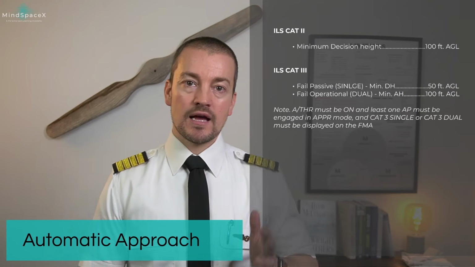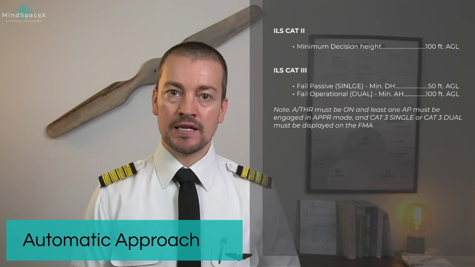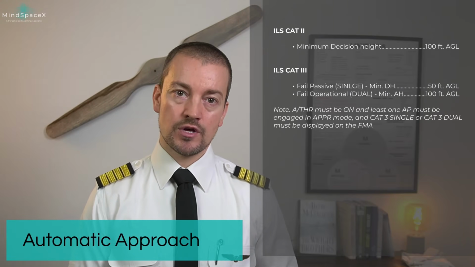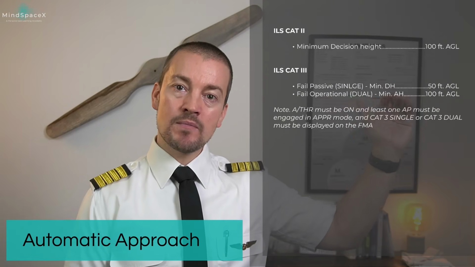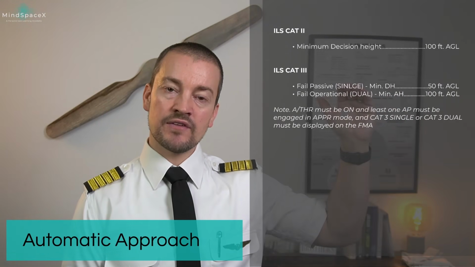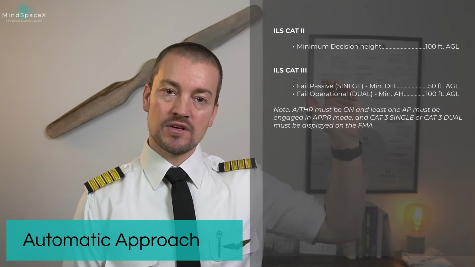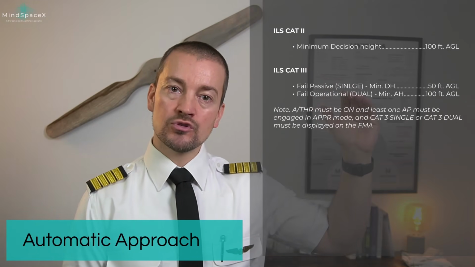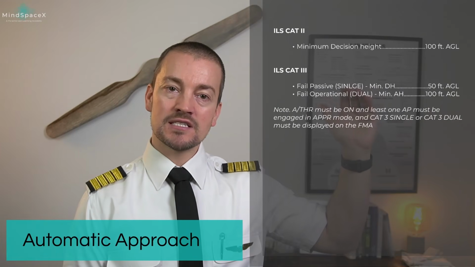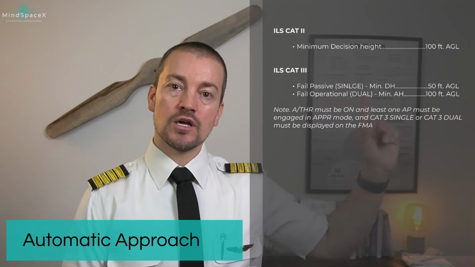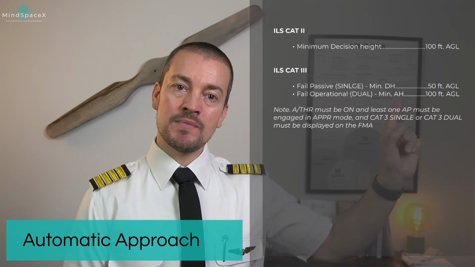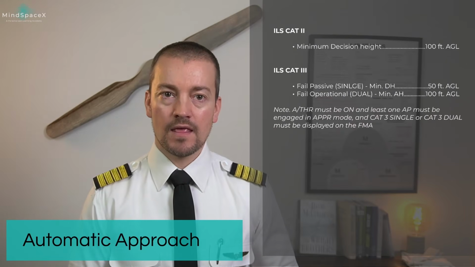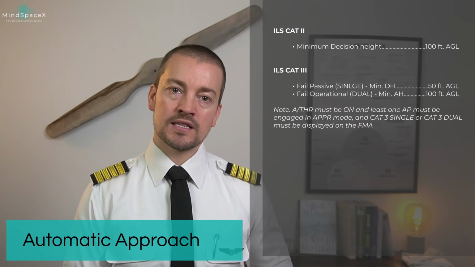If we have ILS Cat 3 capability, then we have the option of doing the automatic approach to a minimum decision height of 50 feet AGL if you have fail passive, that means Cat 3 single. Fail operational Cat 3 dual takes you down to a minimum decision height of 0, but we instead use a minimum alert height, which in this aircraft is 100 feet AGL. A decision height and an alert height are not the same thing.